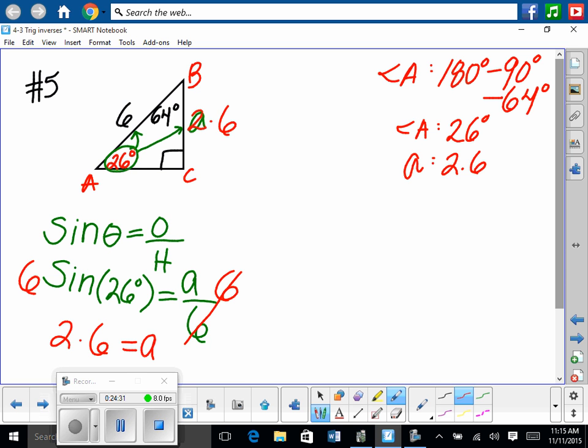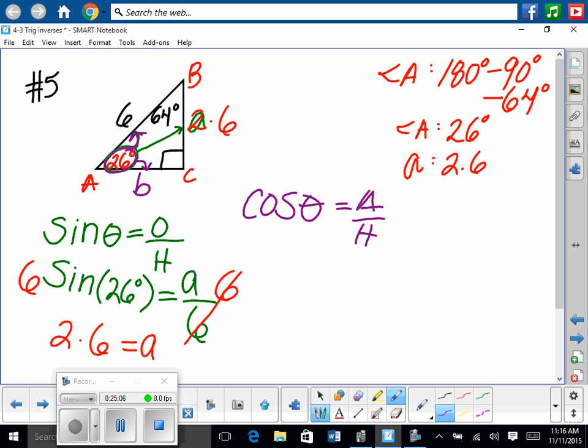Now this is where a lot of people are like, well, now I don't know what to do. But you knew what to do before, so you do know what to do. Aren't we finding side B now? Yes. We're still using 26, but now we're using the adjacent and the hypotenuse. Don't use the 2.6 or you have to use the full decimal. Use what you were given. So adjacent and the hypotenuse, which is cosine. So cosine of theta is equal to adjacent over hypotenuse. Does everybody understand why I'm using adjacent and hypotenuse?